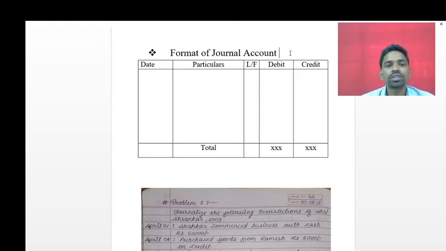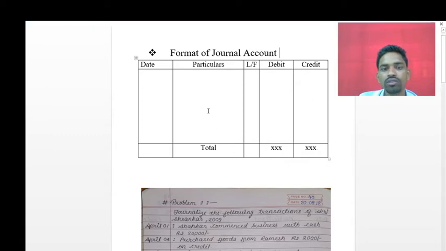So now, in this session we will solve problems on the journal entry. This is the format of the journal account. There is a date column, a particular column, and an LF column, the ledger folio, which means from which ledger the transaction is passed, so we write the page number or transaction number here. Then the debit amount column and the credit amount column, and the last row is the total of the debit column and the total of the credit column.